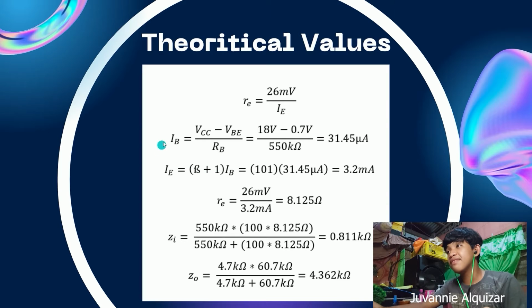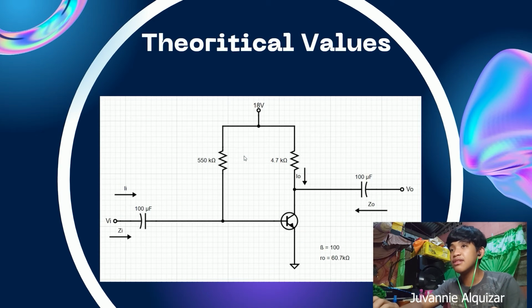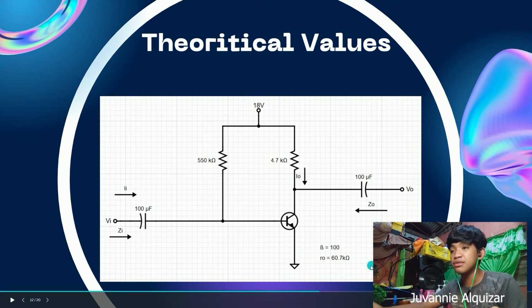Since we have already found the value of our IB, we can now find the value of our IE. The formula for IE is beta plus 1 times IB. As you can see, if we go back to this part of the presentation, we have the value of beta equal to 100 and then RO of 60.75 k ohms.